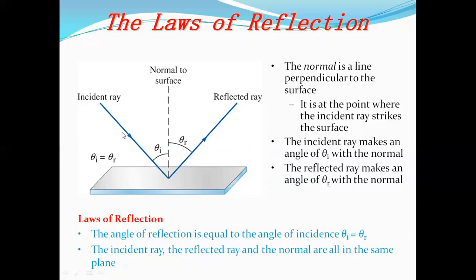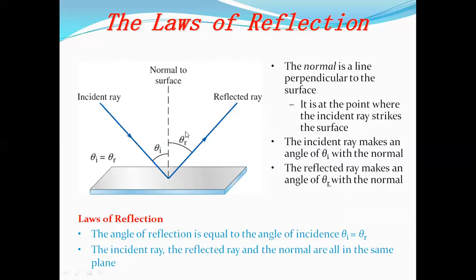And this is the incident ray. It falls upon a plane surface and it's reflected in this way, and this is called the reflected ray. And this is the normal to the surface, and the angle the incident ray makes with the normal is called the incident angle, and the angle the reflected ray makes with the normal is called the reflected angle.